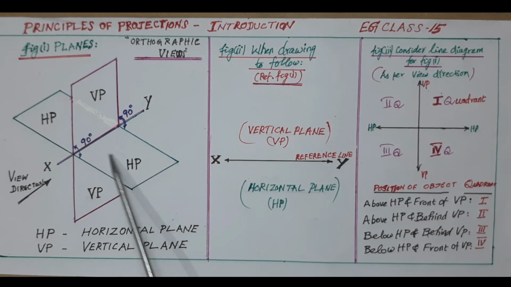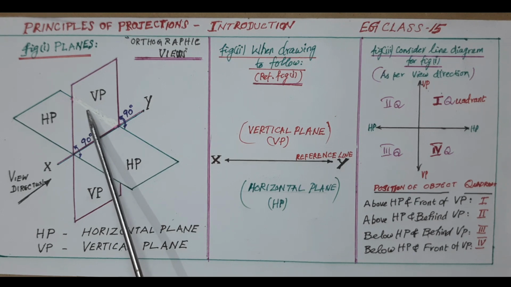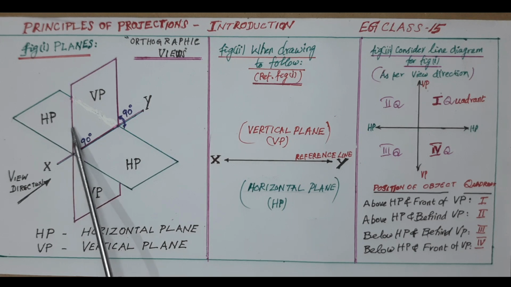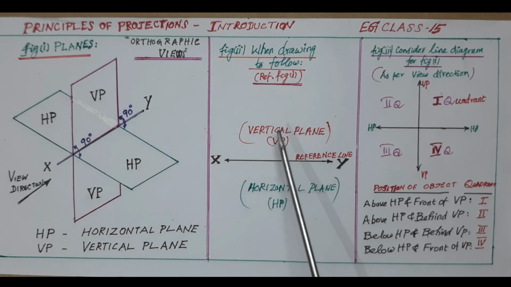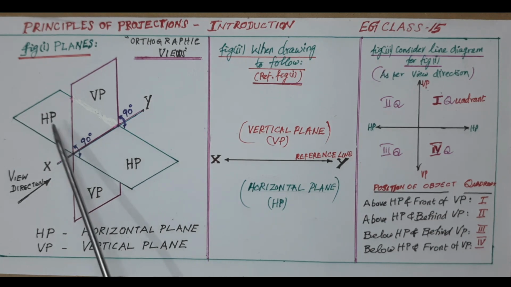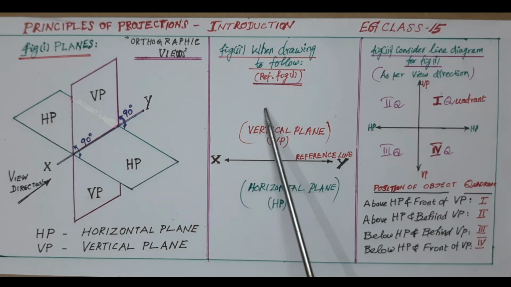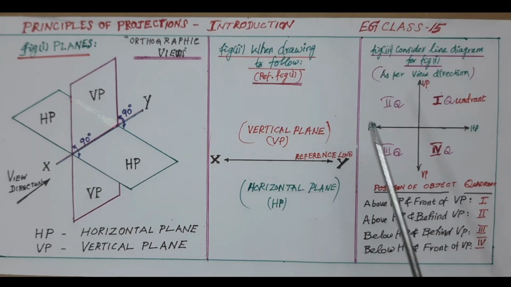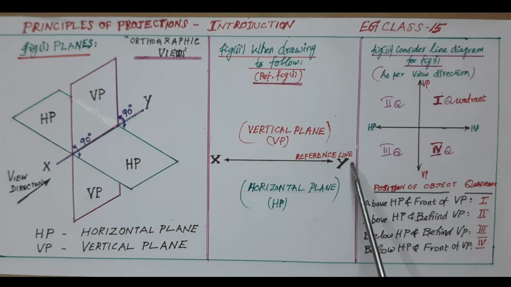This vertical plane is assumed to have anti-clockwise rotation and it travels up to 90 degrees, so that it also becomes flat. When it comes here, this is the horizontal plane, this is the vertical plane. This much explanation is sufficient to avoid confusion at this stage. So XY is the reference line, below this is the horizontal plane, above this is the vertical plane.